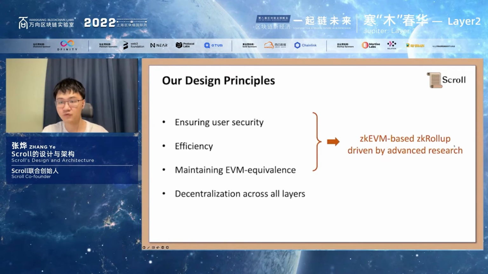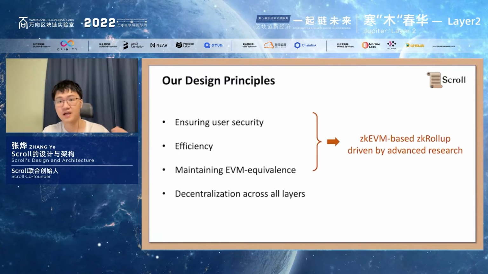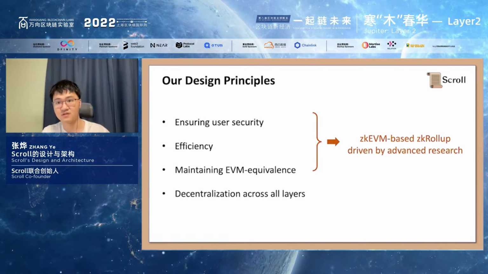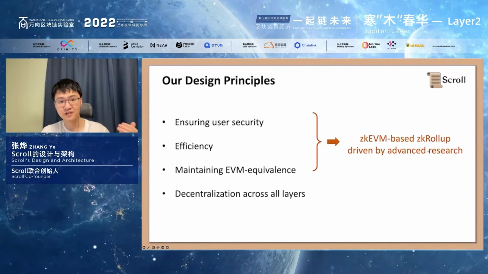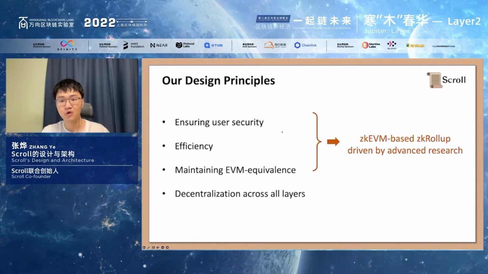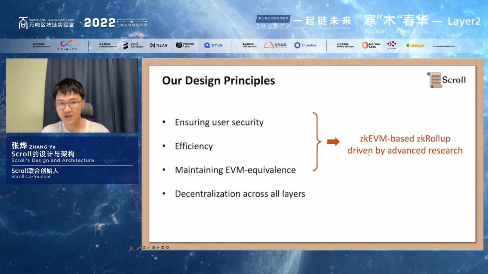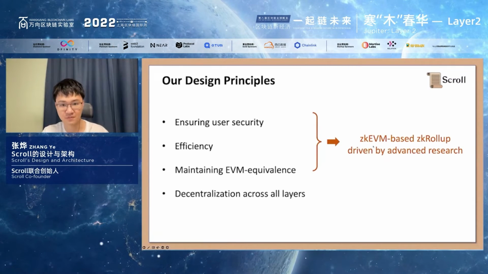But for validity proof, as long as you can generate the proof really quickly, you can get finalized because you can verify that validity proof on layer 1. And after the design decision on zk rollup for efficiency and security, we realized that zk EVM is a holy grail to support EVM equivalency in zk rollup.